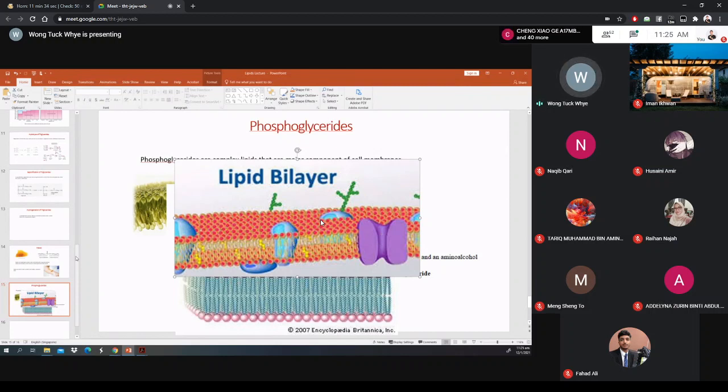This function of a bilayer is the key thing that determines whether you are in the correct physiological state or not. Give me a second, I need to rearrange.